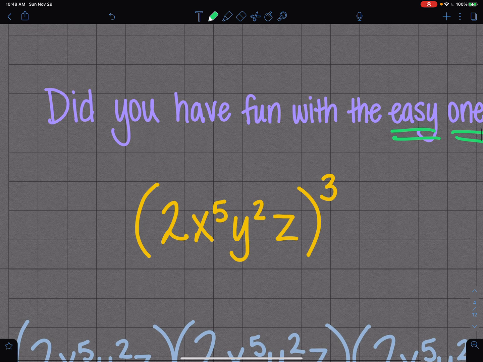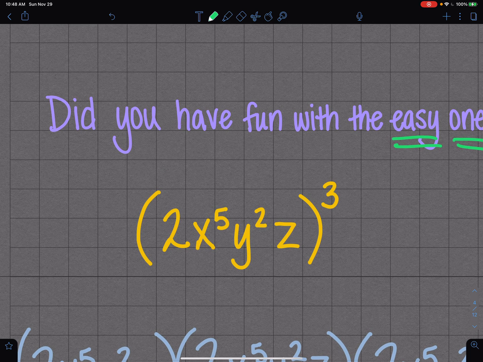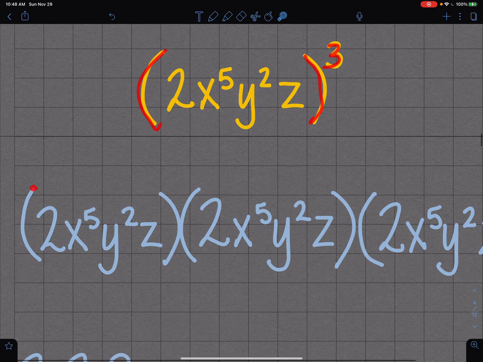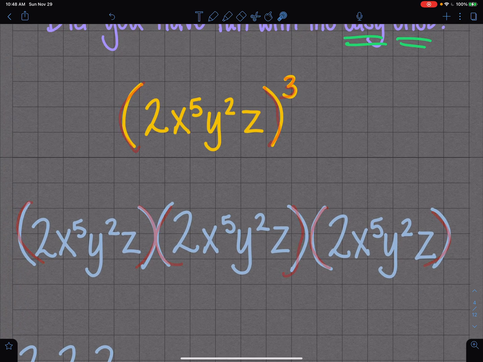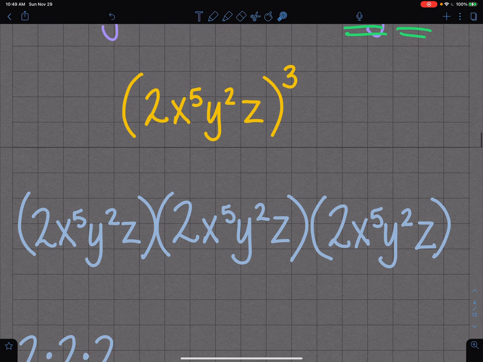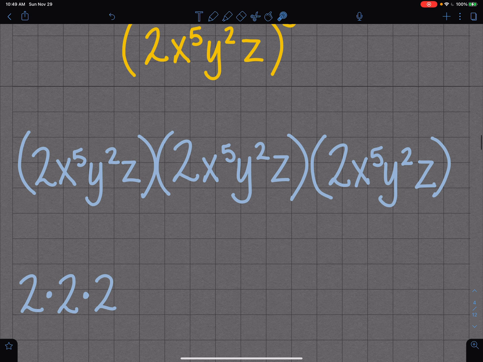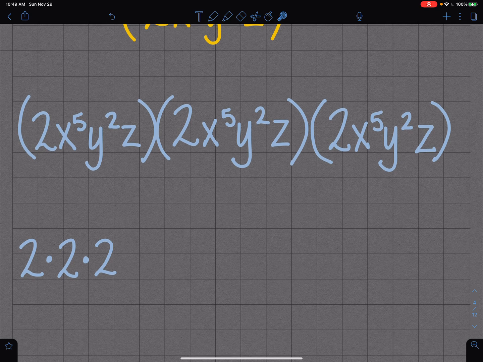Okay, the trick is to realize that what we're saying here, when you've got this whole thing raised to the 3rd power, is you're saying this times this times this. That's what you're saying, right? So then you can multiply that out. We're gonna show you the long way first, and then we're gonna show you the easy way. But the long way sort of explains the process. So it's important. Don't skip ahead. This is gonna be great.